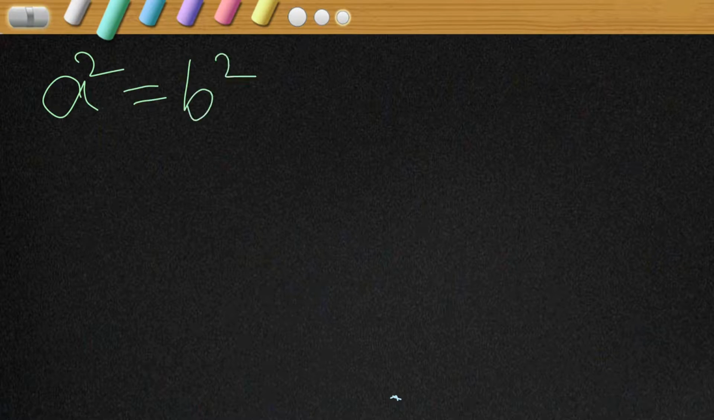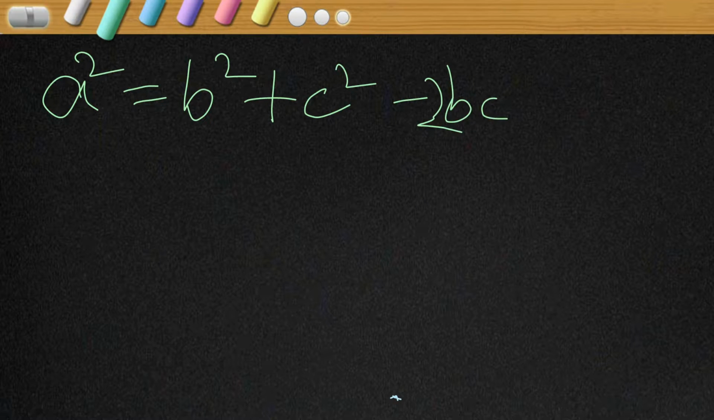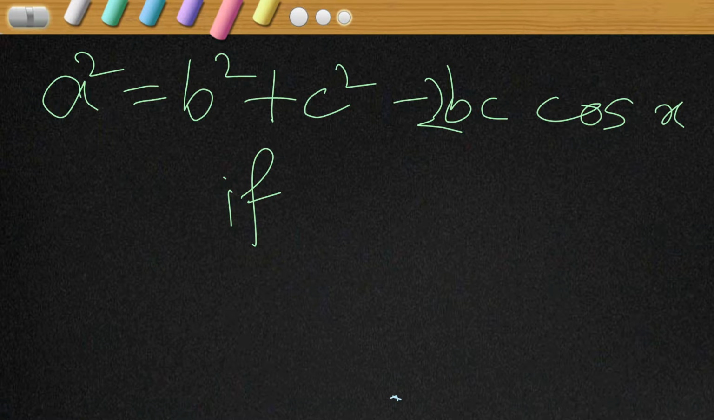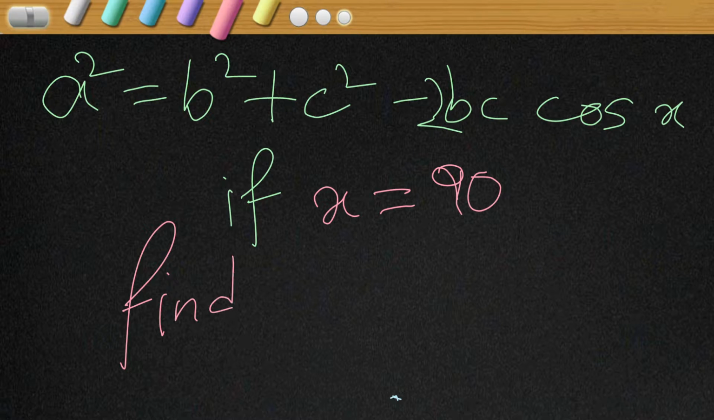So let's say we have our cosine rule, which is a squared equals b squared plus c squared minus 2bc cos x. Now if x equals 90, find the equation.